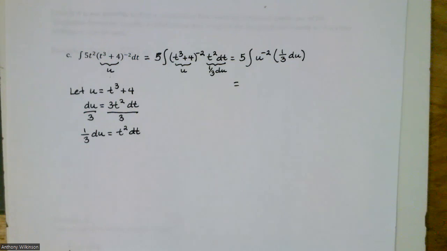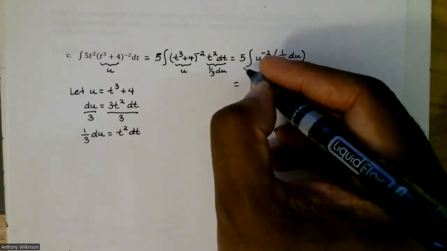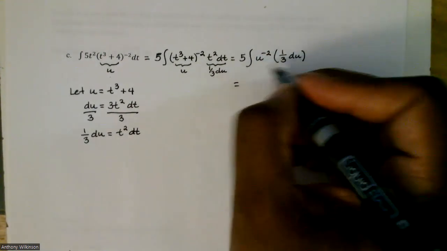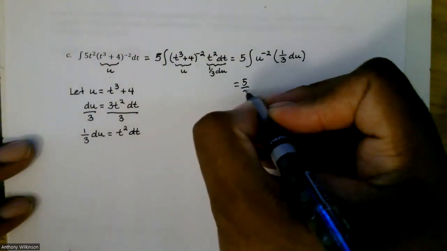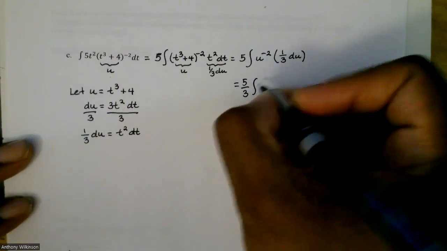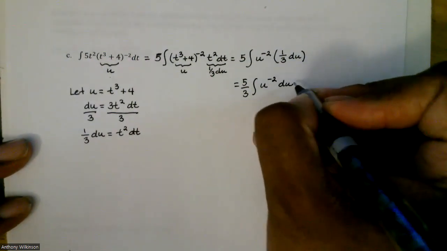Now, here 1/3 is a constant. So that means if I take the 1/3 and multiply it by 5, which will be 5 over 1, it'll be 5 over 1 times a third, which is 5/3. So it'll be 5/3 times the integral of u to the -2 du.